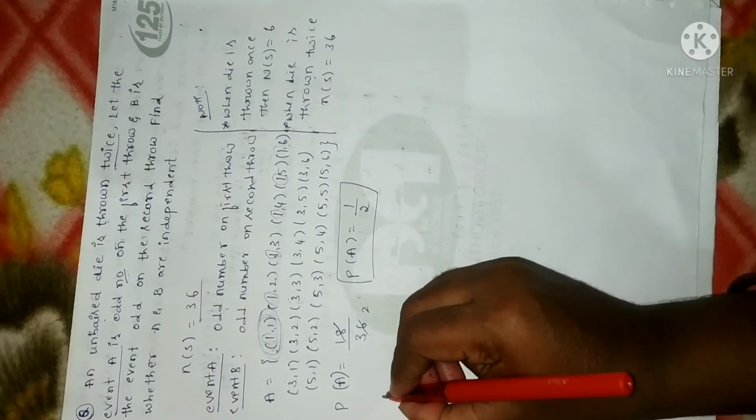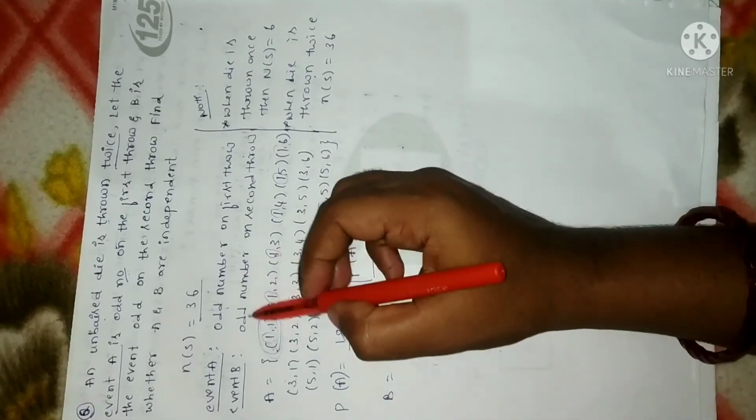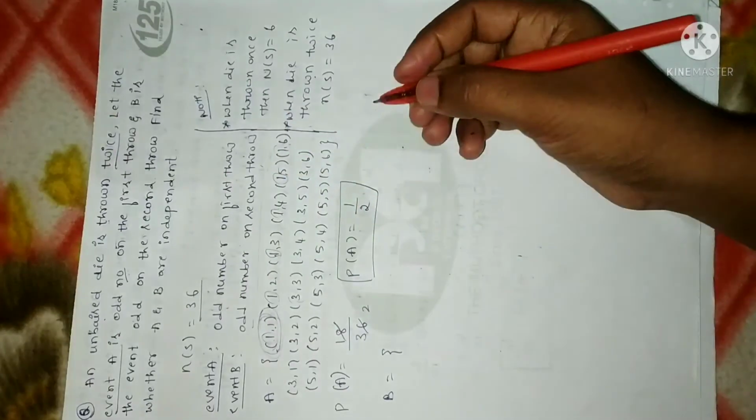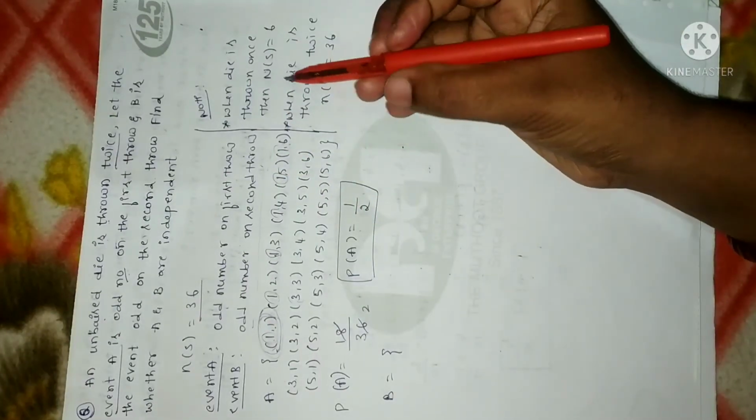Let me similarly write a set containing B. B means an odd number should be there in the second throw, in the sense that the second element should be an odd number.